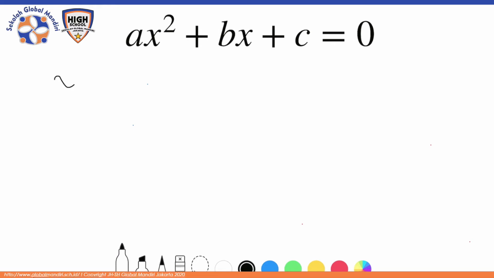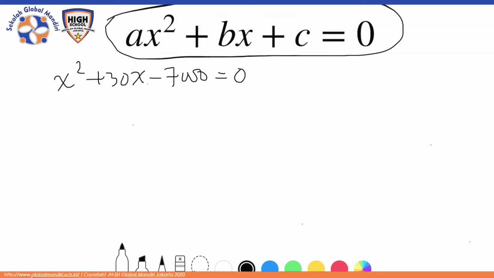Quadratic equation atau persamaan kuadrat terbentuk dari 3 komponen utama, yaitu ax kuadrat, bx, dan c. In this example, we can see which one should be a, which one should be b, and which one should be c.